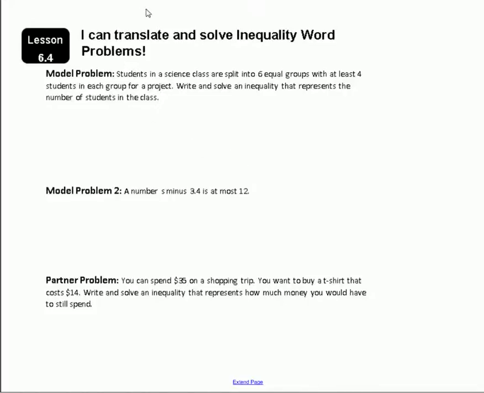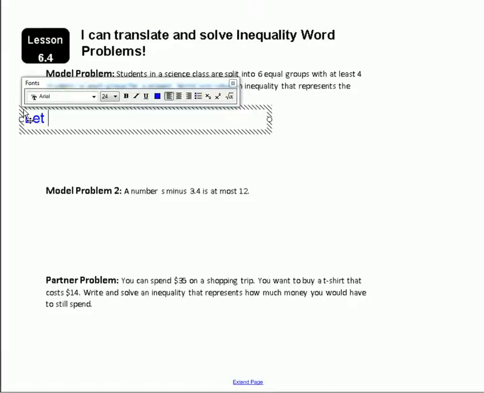And here we go. Number 1. Students in a science class are split into 6 equal groups with at least 4 students in each group for a project. Write and solve an inequality that represents the number of students in the class. Okay, so I read that the first time. I'm going back now and I'm figuring out what I need to look for. I'm looking for the number of students. Since they don't give me a letter, I'm going to write a let statement. And since I'm looking for students, I'm going to call it let S equal the number of students.